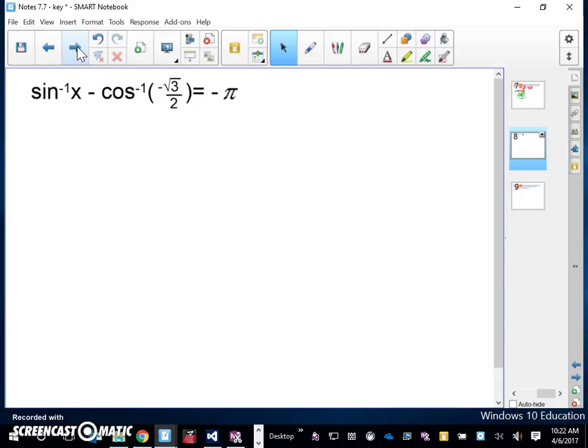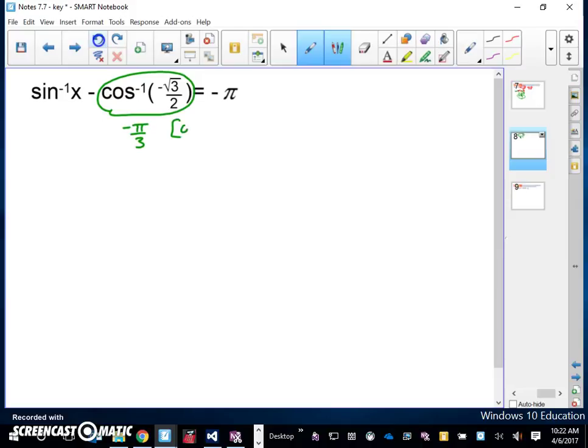Okay. If we're trying to solve this, we know we're trying to isolate this variable. That's the only one. But what I would do first is I would evaluate this part. That's all numbers, so we should be able to simplify that a little bit. Inverse cosine of negative square root of 3 over 2. So you're looking at your chart, and somebody says negative pi over 3. But remember, for inverse cosine, it is defined from 0 to pi.